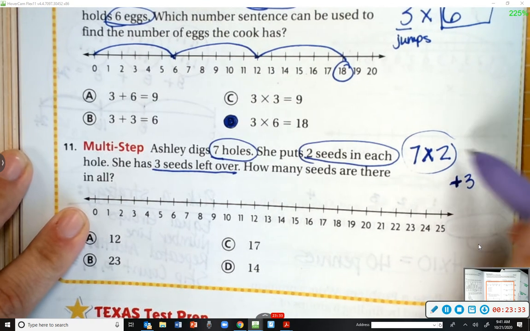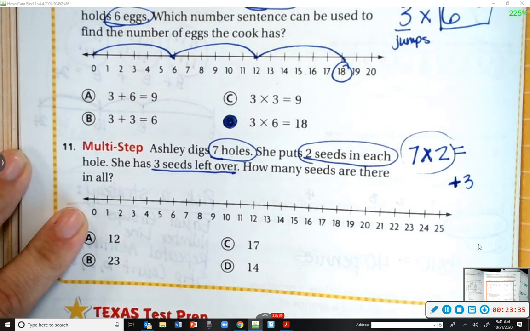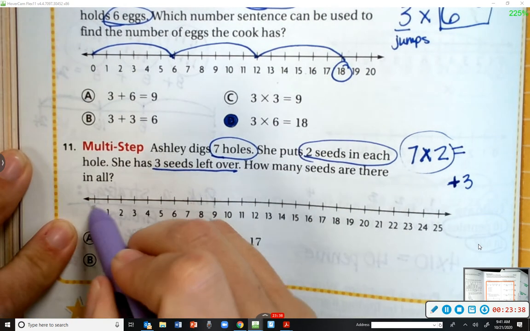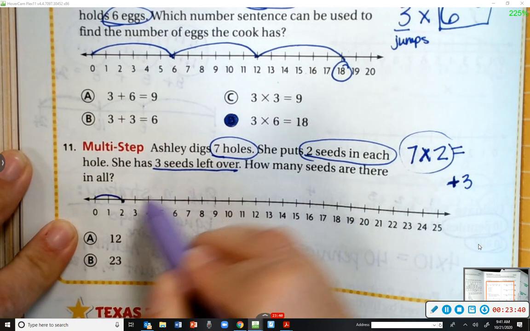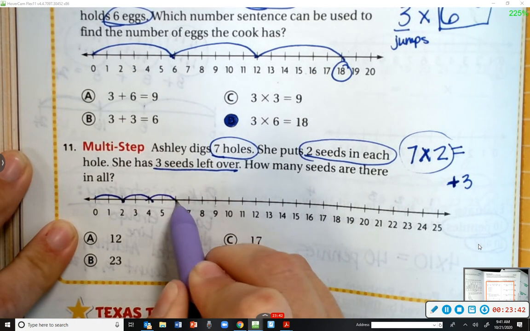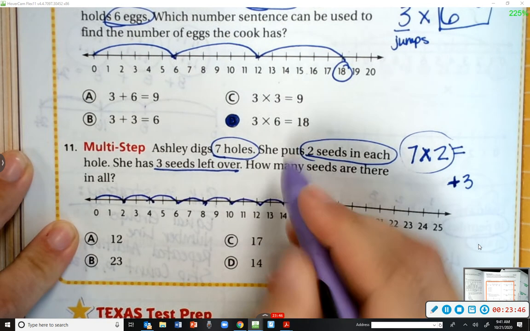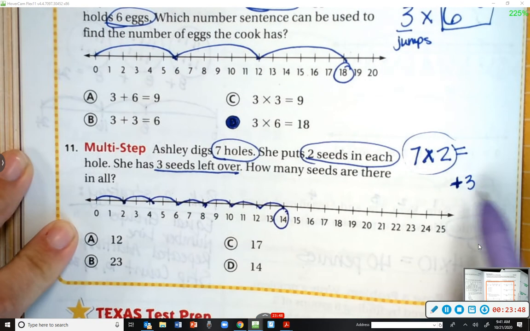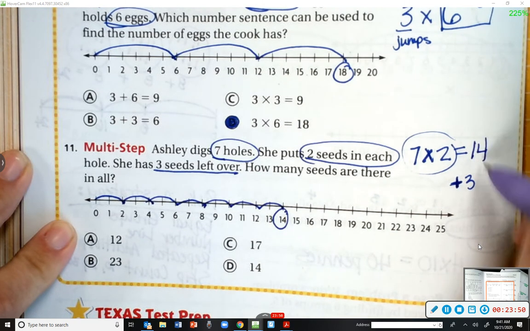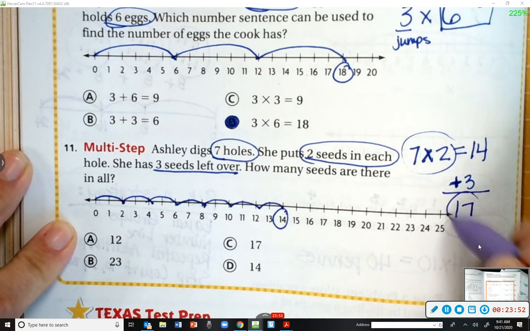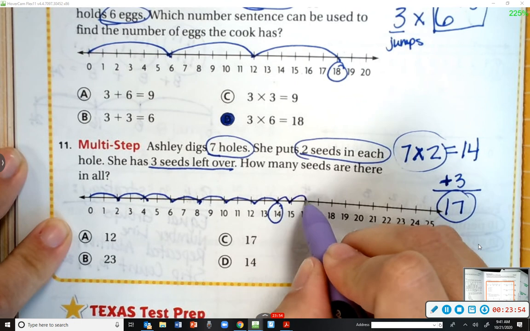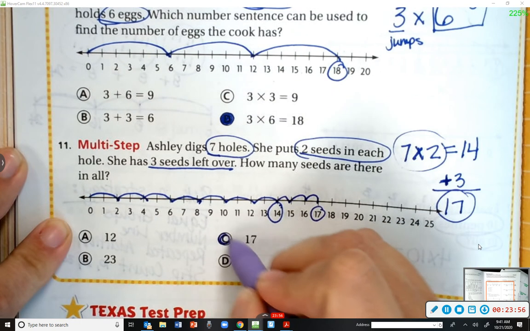First, we need to figure out what 7 times 2 is. So I do 7 skips of 2. 1, 2, 3, 4, 5, 6, 7. We land at 14, but don't forget you got to add this last 3. 14 plus 3 is 17. So 1, 2, 3. C would be correct.